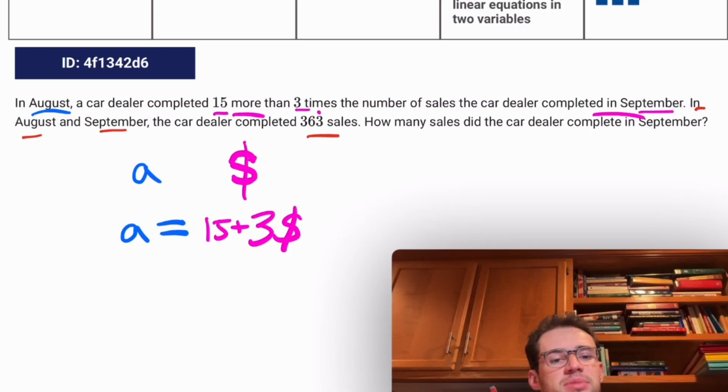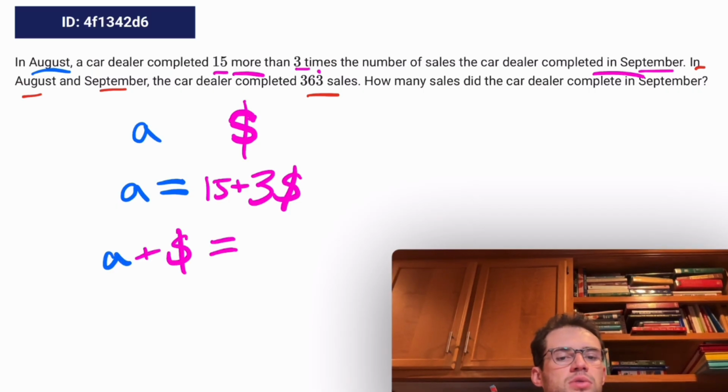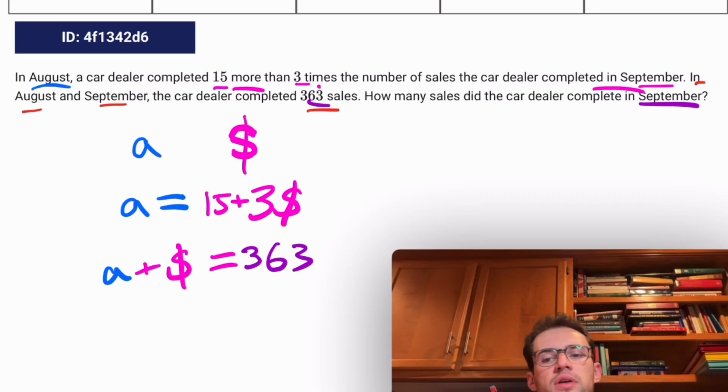In August and September, the car dealer completed 363 sales. So when you combine A and S, so A plus S, that's equal to 363. How many sales did the car dealer complete in September? So we're solving for S. And that's what our final answer is.